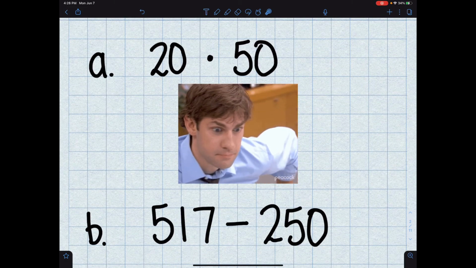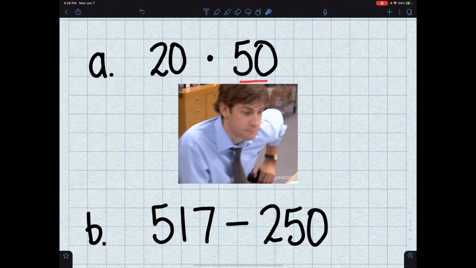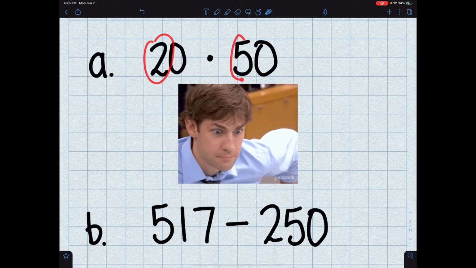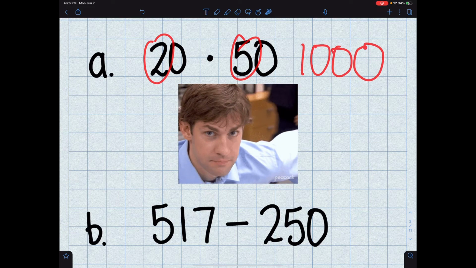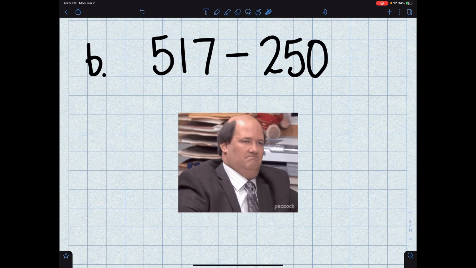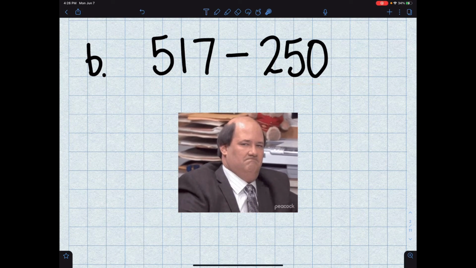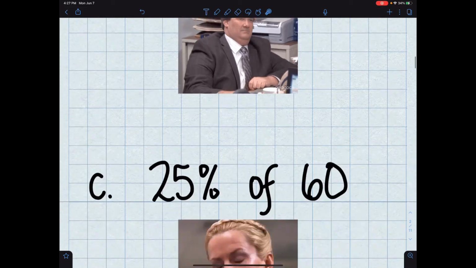All right, let's jump into the next thing, and we're going to watch some characters of The Office while we do this, okay? What is 20 times 50? This one's tricky because 5 times 2 is 10, and then you still have to add those 2 zeros. Okay, B, what is 517 minus 250? It looks like that one has stumped Kevin. Let's see if you can get it.